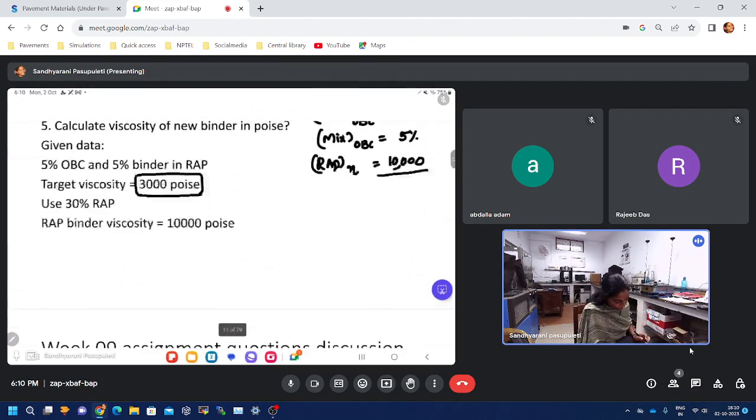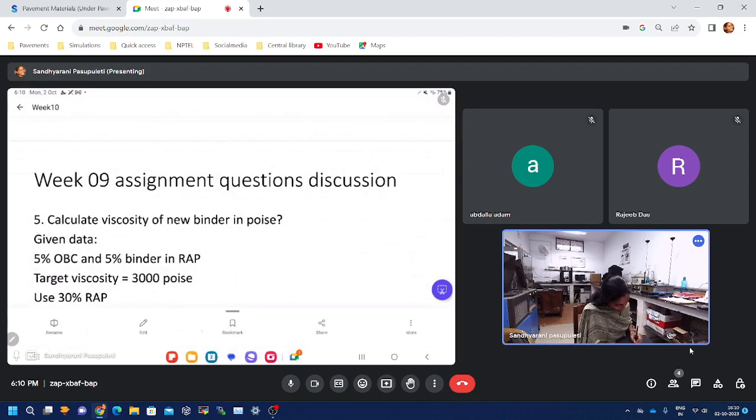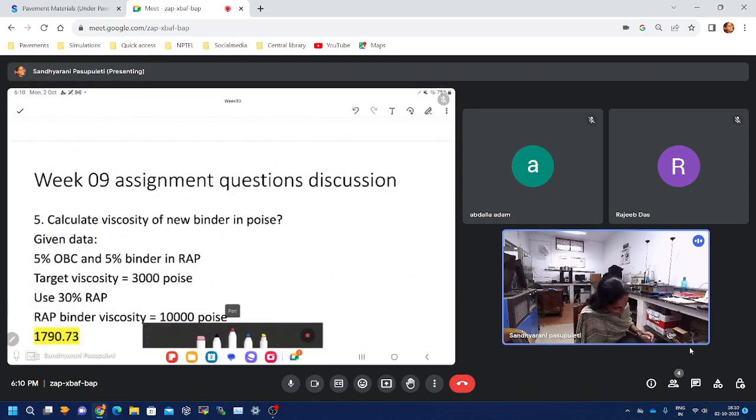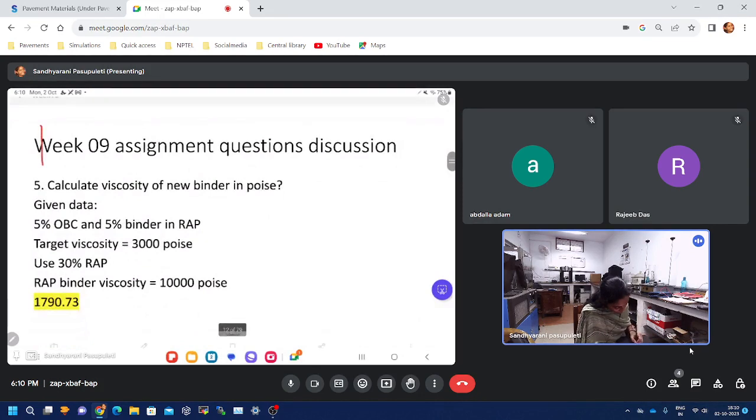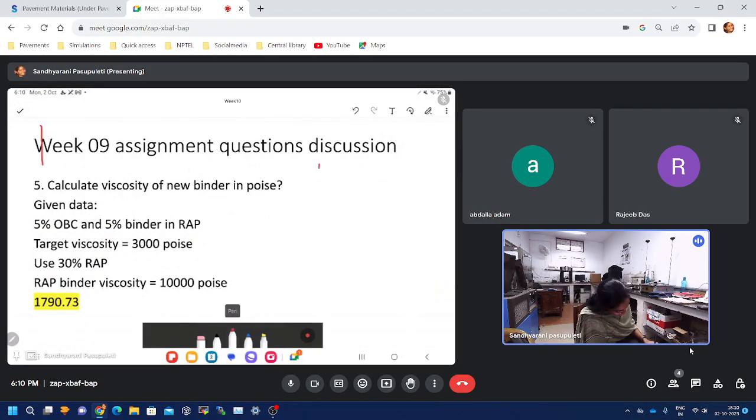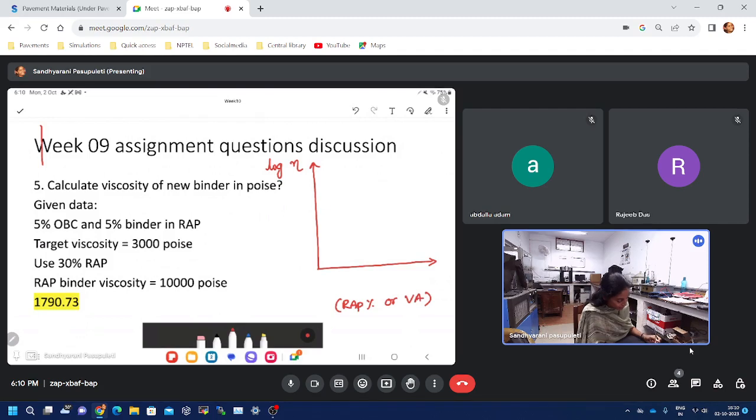So let me draw a blending chart that you could have remembered. If we know the blending chart, this is very easy to solve. So this is the blending chart. From that blending chart, we know the relationship between viscosity and the RAP content. So the y-axis is log of viscosity and the x-axis is RAP percentage or virgin aggregate percentage.